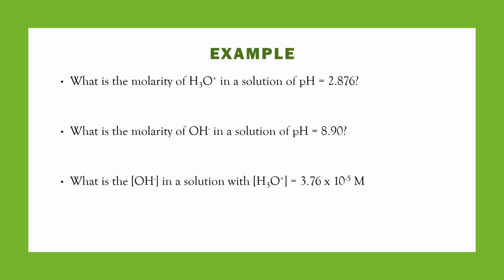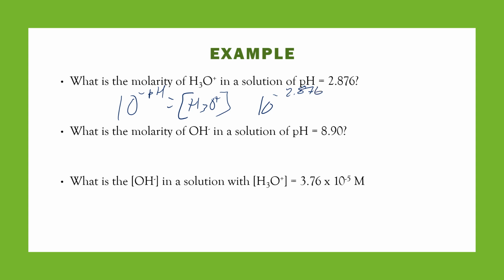Okay, let's do some examples of this. We'll do some simple calculations first. What is the molarity of H3O+ in a solution of pH equals 2.876? So you would use the equation 10 to the negative pH equals H+ or H3O+. So you'd plug in 10 to the negative 2.876.